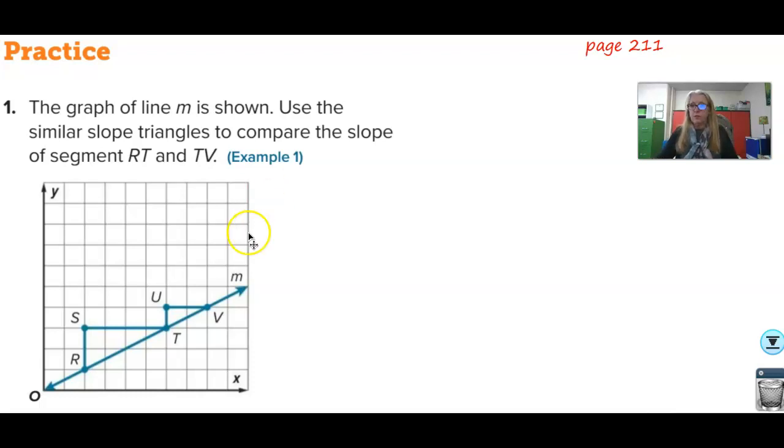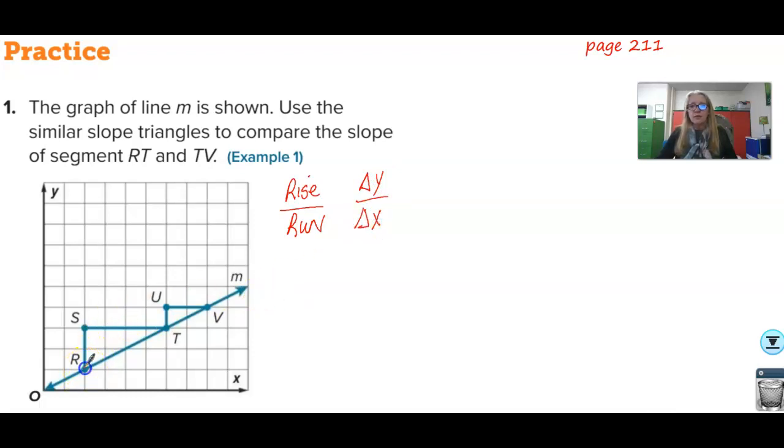Okay. So they want us to compare the slope of segment RT with the slope of TV. Now we know common sense tells us that because these are two parts of the same line, they're going to have the same slope. But they want you to find the slopes of those two segments to prove it. Well, remember when we're finding slope, we always want rise over run. And that's the change in y over the change in x.